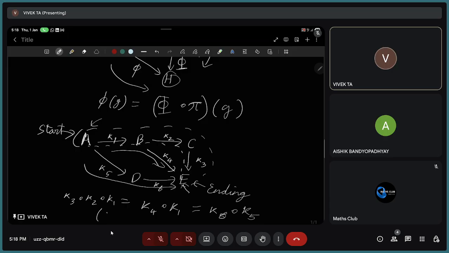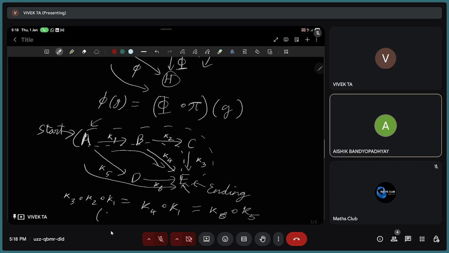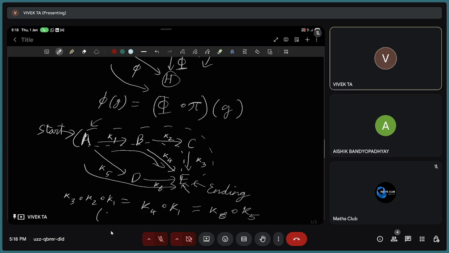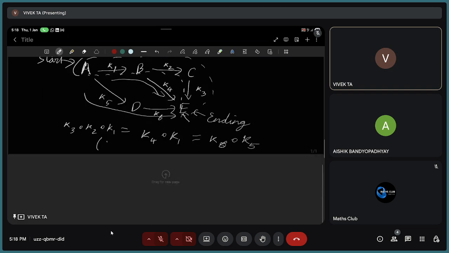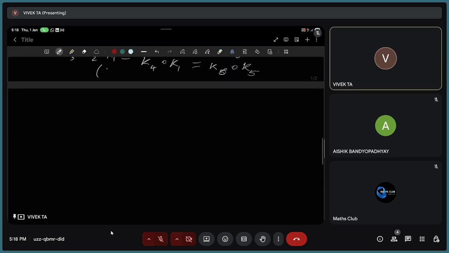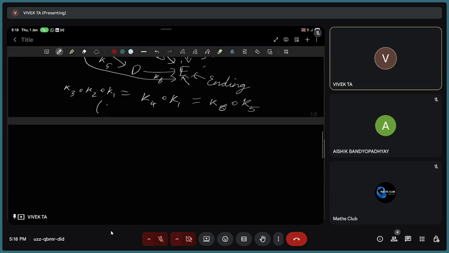You understand now? So, if we just specify the input, we will know what the output is, irrespective of the path we take. Exactly. The output does not depend on the path we take. Okay. Yeah. So that is what a commutative diagram is.